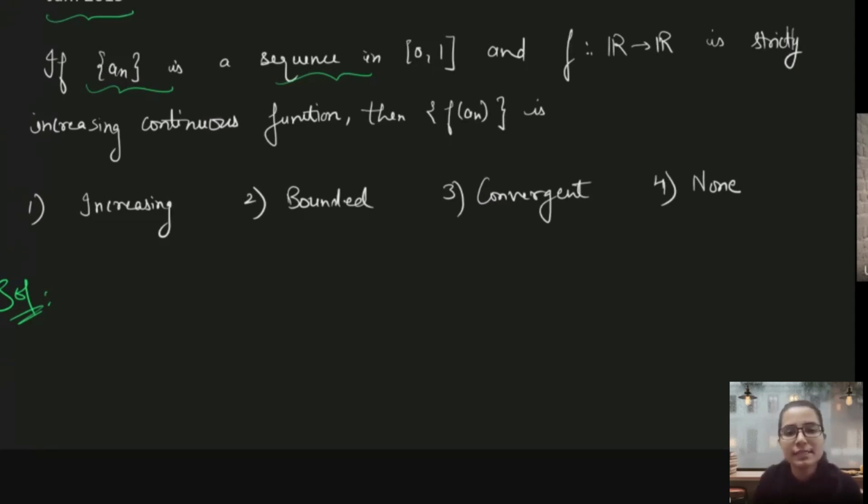If a_n is a sequence in the closed interval [0, 1], and f is a function from R to R, a strictly increasing continuous function from R to R, what will be this sequence f(a_n)? It will be increasing, bounded, convergent, or none of these.